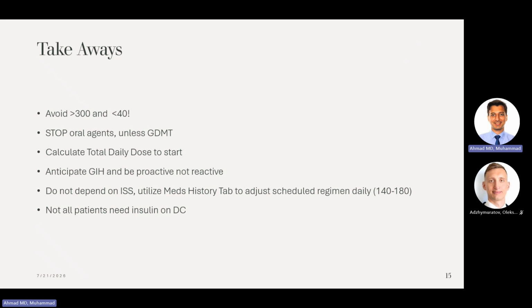Okay, we talked about steroid-induced hyperglycemia, being proactive and not reactive, understanding what steroid is being given for our patients. And don't depend on the sliding scale. No. And then, yeah, lastly, like I said earlier, if patients do get concerned that they're on insulin, they think it's for no reason, let them know this is why you're in the hospital.